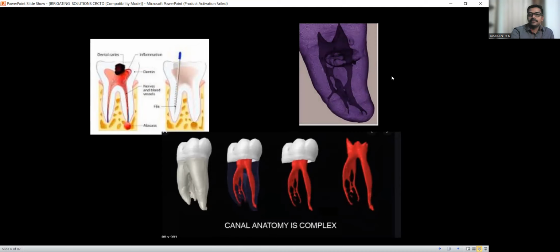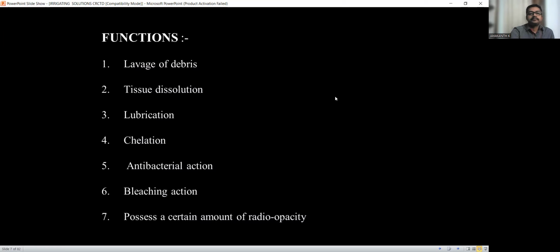When the root canal anatomy is so complex like this, practically it is not possible for any root canal instruments to reach into the ramifications of these canals, or any lateral canals, or any branching of these canals. So here is the importance of root canal irrigants, reaching into the ramifications or lateral canals and clearing away the bacteria and other organisms. Now let us move on to the functions of root canal irrigants.